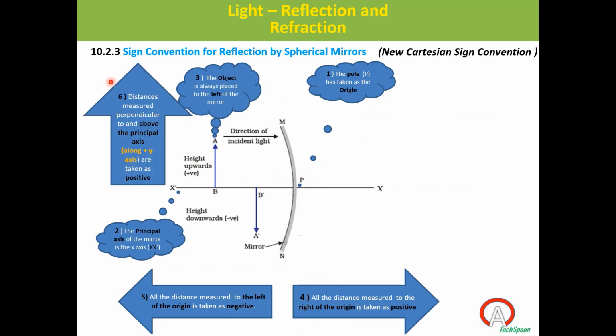Sixth point. Distance measured perpendicular to and above the principal axis. This is the principal axis. Perpendicular means like this. This is perpendicular. Perpendicular and above the principal axis is taken as positive.